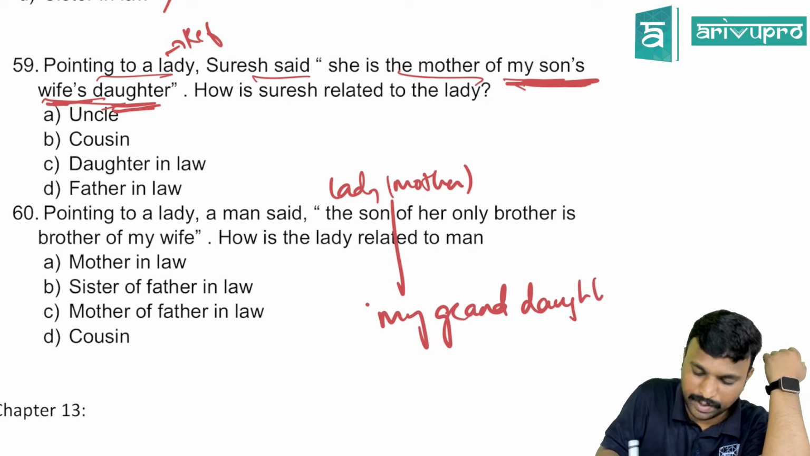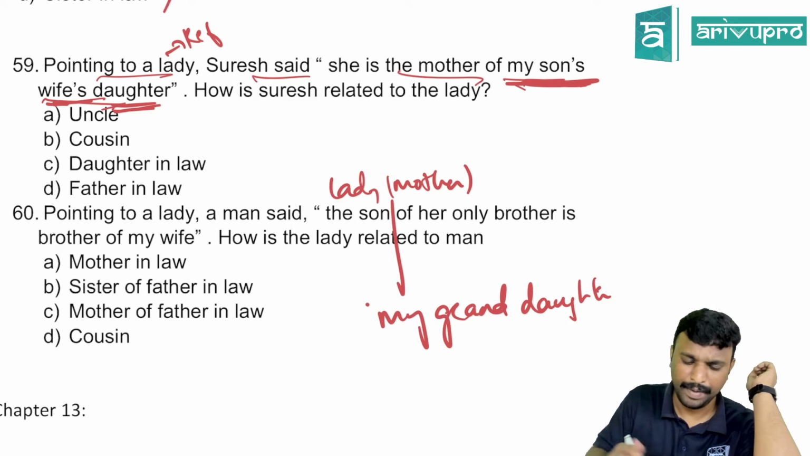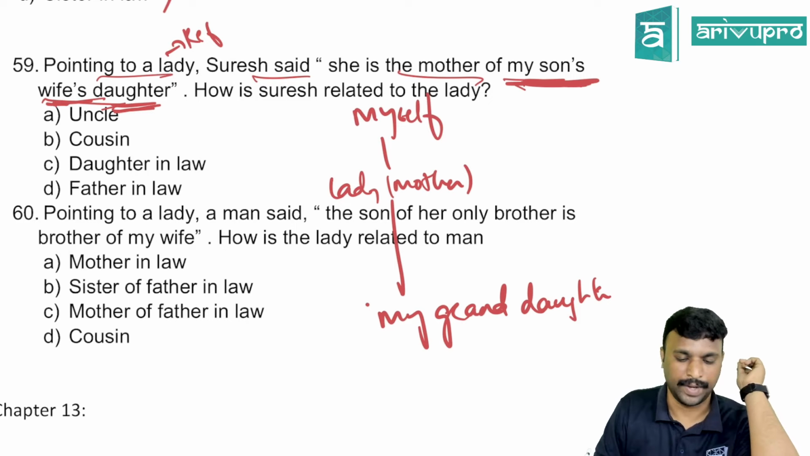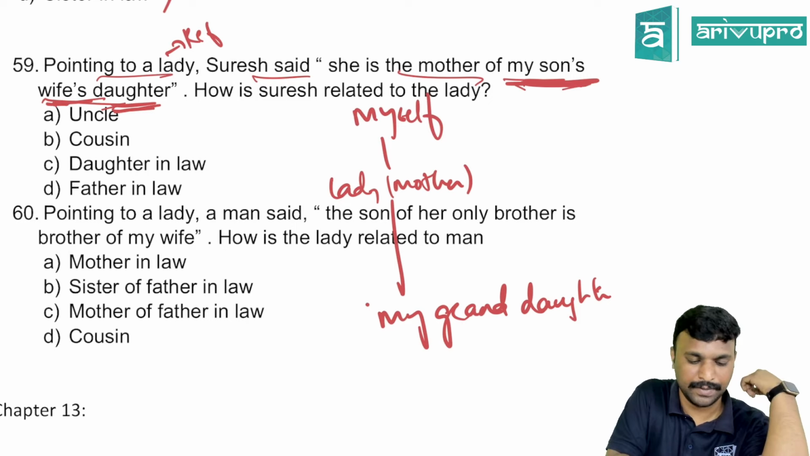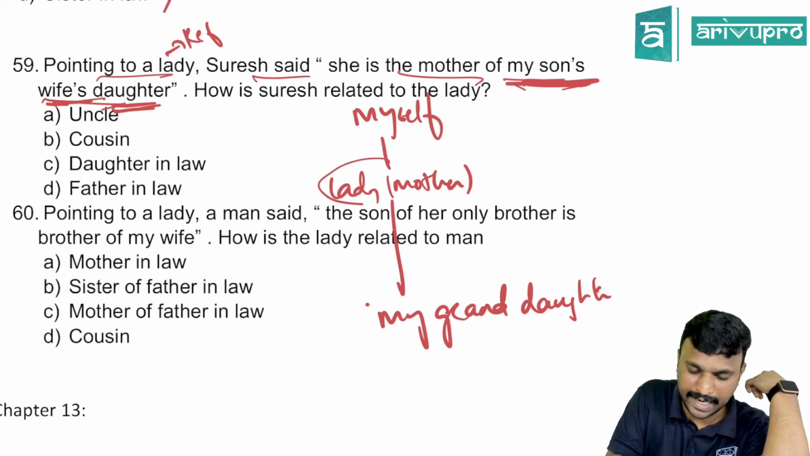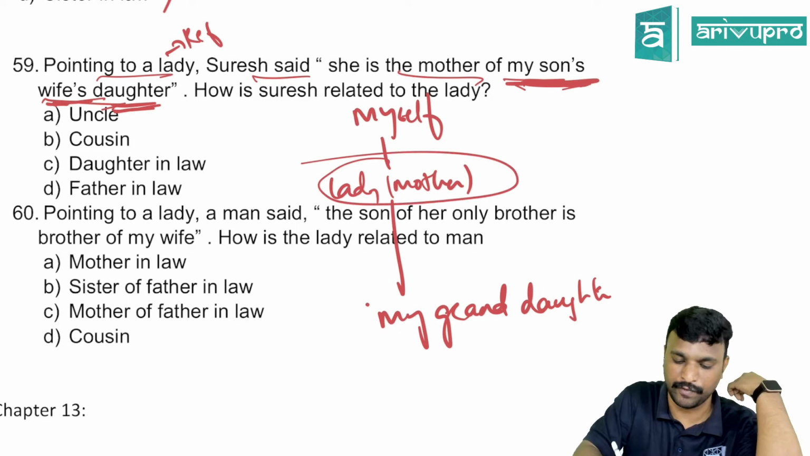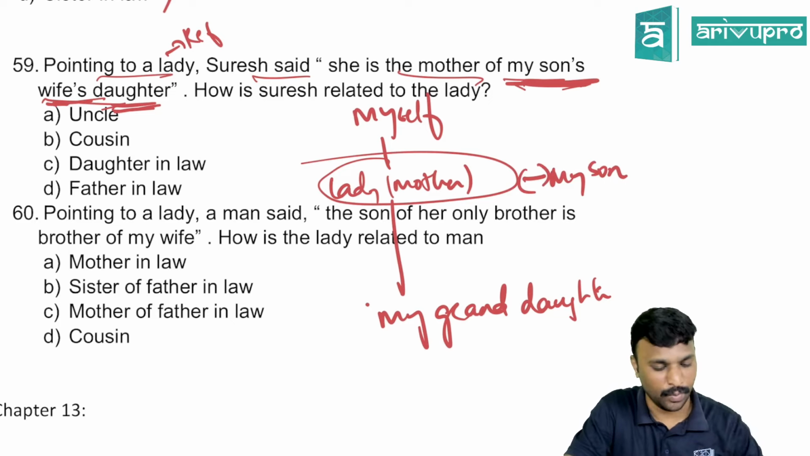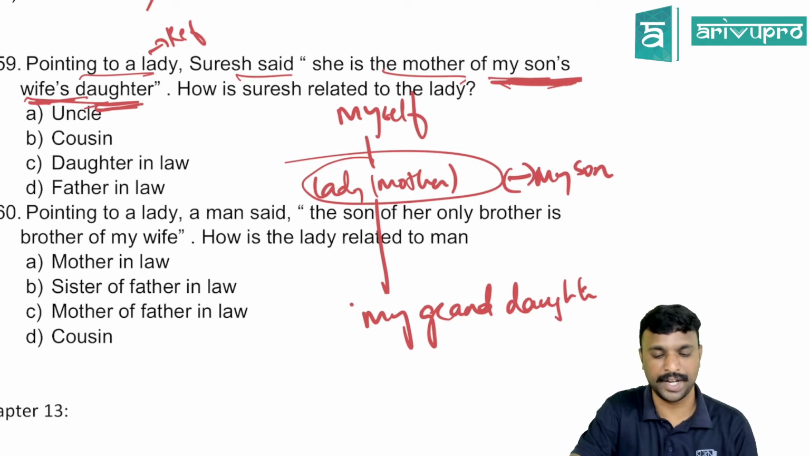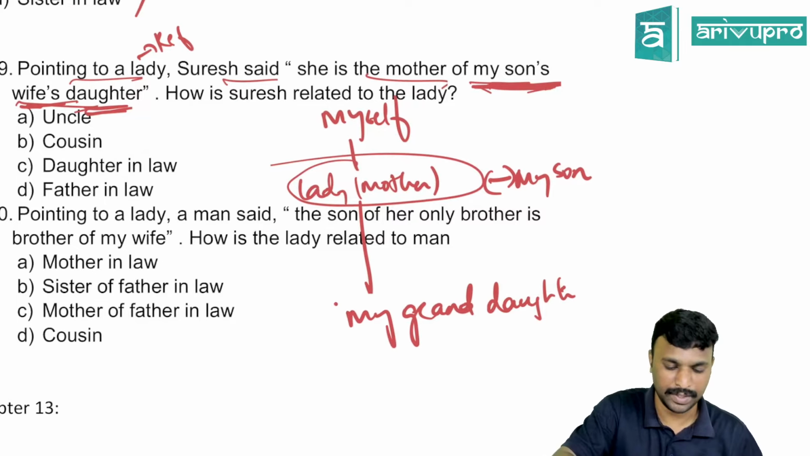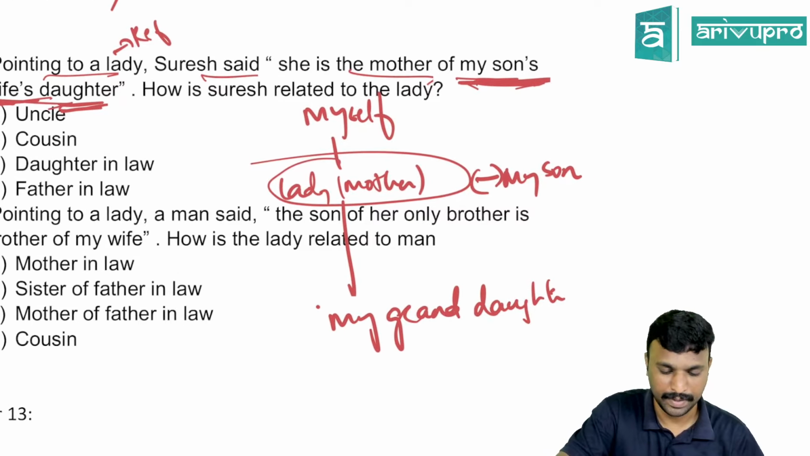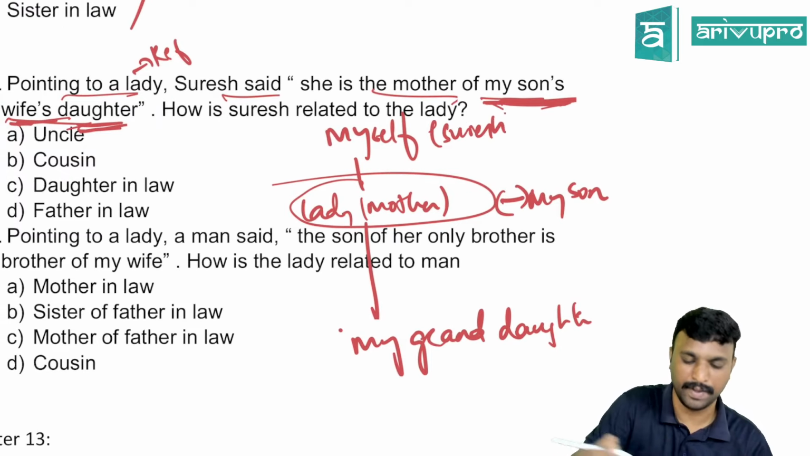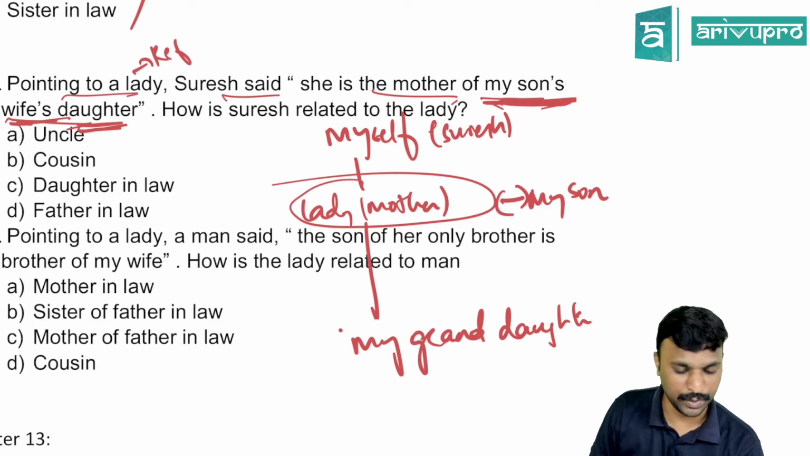If my granddaughter is here, where should I be? Myself should be above. So this lady should be my son's wife. Where should be my son? My son should be over here, husband to that lady. Now what's the question they've asked? How is Suresh related to the lady? So who is Suresh actually? Me, the speaker, is Suresh.